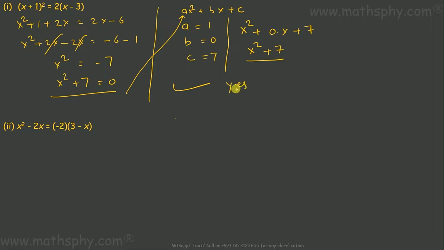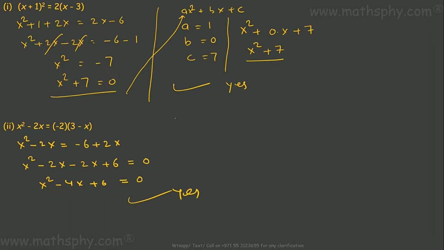So yes. Let's take the next one. This will be x squared minus 2x equals to negative 2 into 3 gives you negative 6. Negative 2 into negative x gives you positive 2x. So this will be x squared minus 2x. This 2x comes this side, negative 2x. This negative 6 comes this side, positive 6, equals to 0. So x squared minus 4x plus 6 equals to 0. Highest degree is 2, and we can write this in ax squared plus bx plus c format. So this is quadratic.